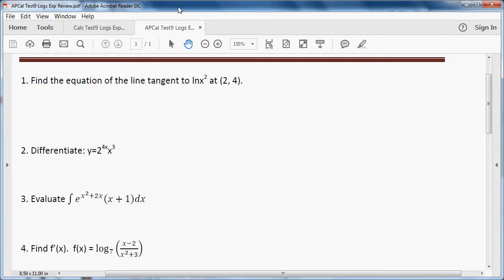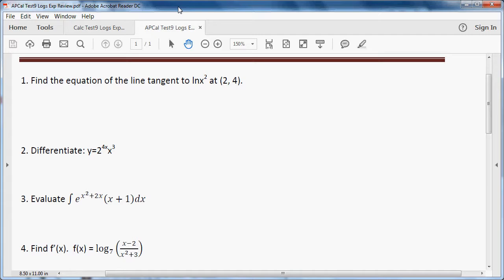This is the review sheet for your test on exponentials and logarithms. So I hope walking through this problem by problem will help you. Feel free to skip around to whichever ones you need help with. The written form of the answers is already there, so if you just want to see me work through one you had trouble with, feel free to skip to whichever one you need.